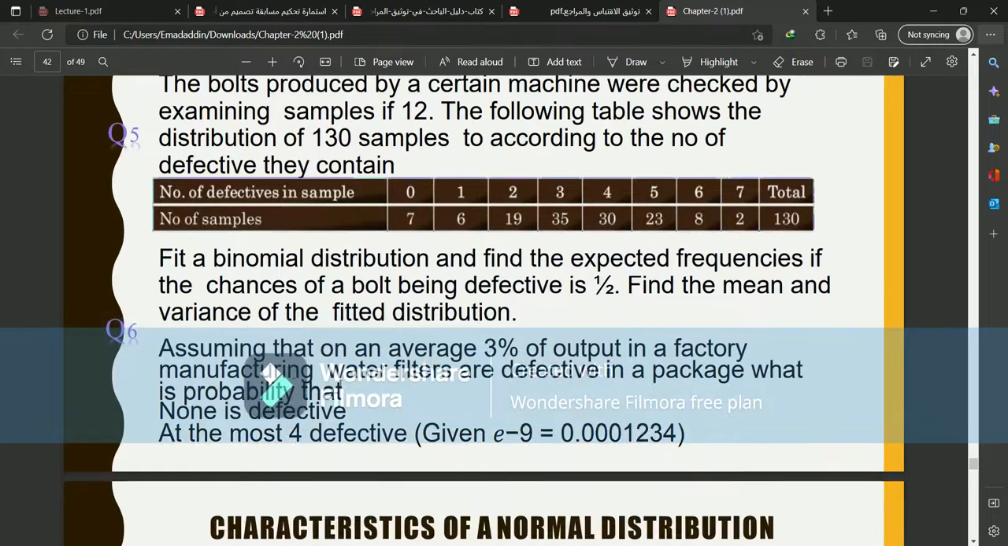Assume that on an average 3% of the output of a factory manufacturing water filters are defective. In a package, what is the probability that none is defective, and at most 40 defective, given e to the power of negative 9 equals 0.000001234.